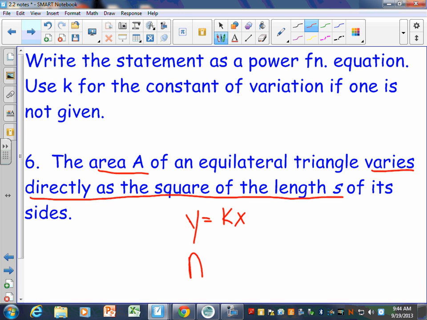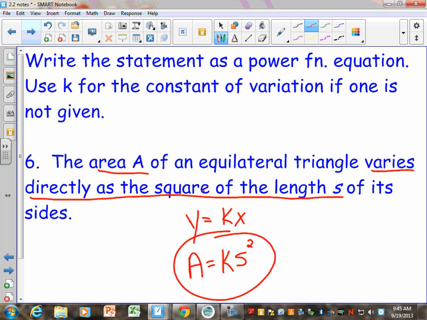Yeah, the area varies directly as the square of the length S of its sides. How would I write the square of the length S of its sides? S squared, and did they tell me what constant to use? No, so that means I would just use K. There's actually a formula to find the area of an equilateral triangle. Is that all we do? That's it. There's nothing to solve here.